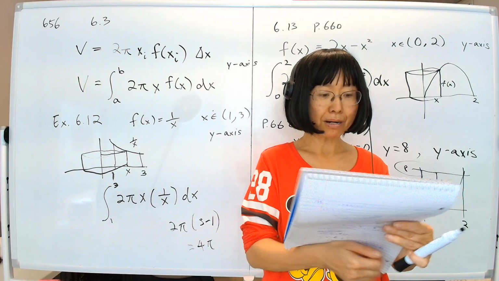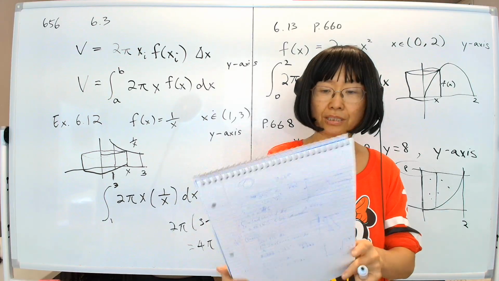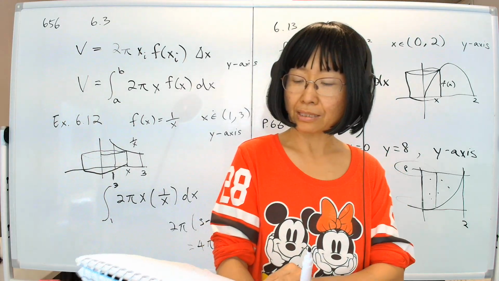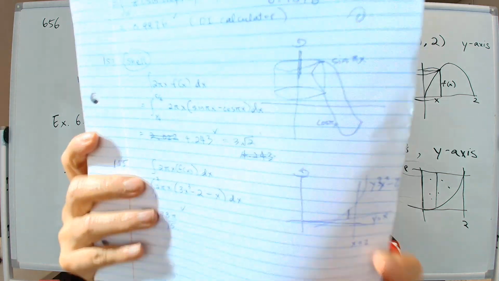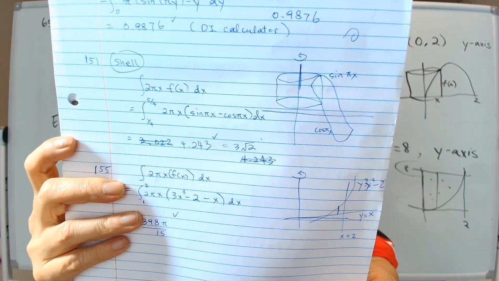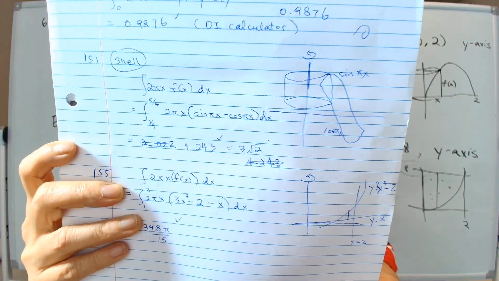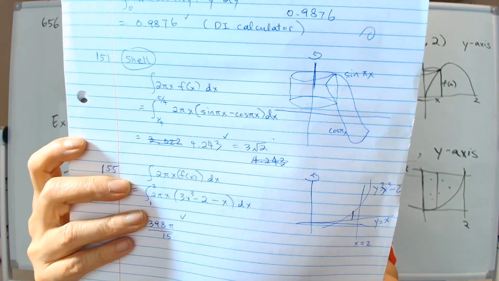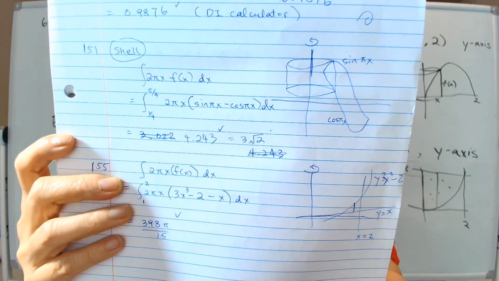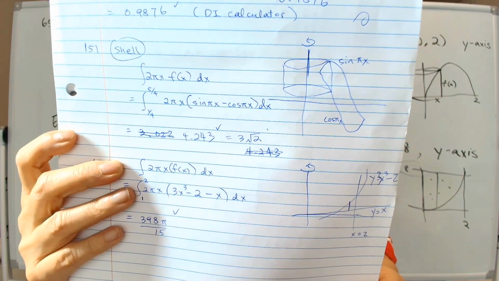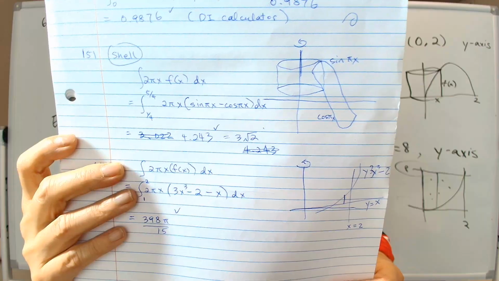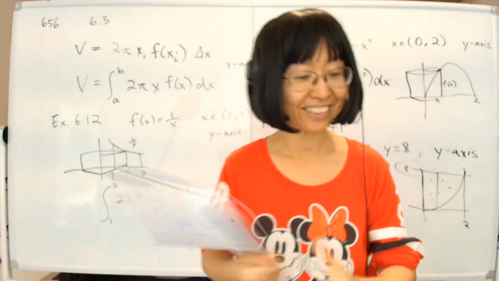Next, let's look at problem 151, where we go back to using the shell method. We're spinning something around the y-axis, which is straightforward. You have to calculate the height of your shell, which is the top function subtracted by the bottom function. Once you've done that, you multiply it by the diameter, and everything works out nicely. Except that the integration is not going to be easy, so we'll just use the definite integral calculator, and the answer pops out right away. So that's that.